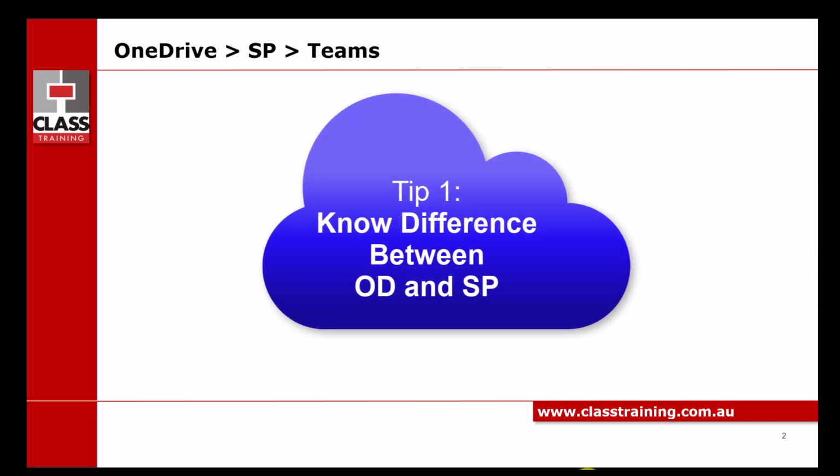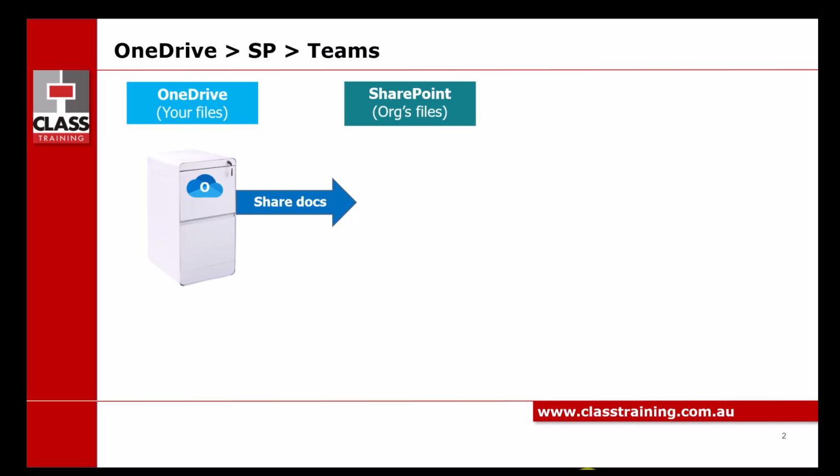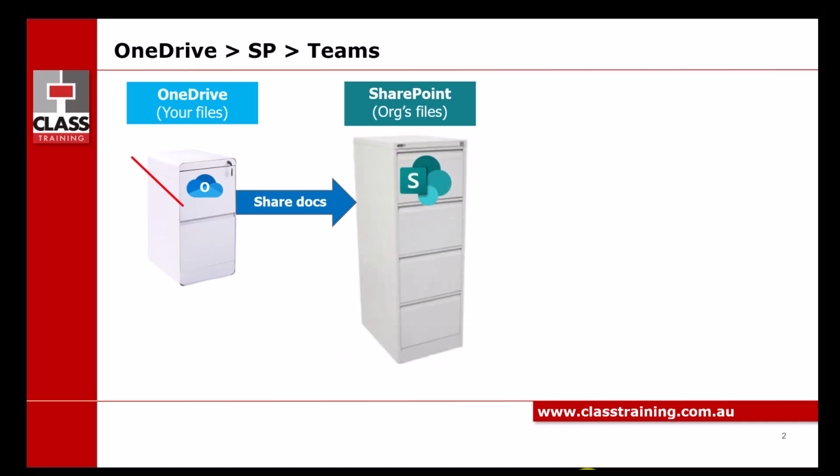Tip number 1, as you might already know, is the main difference between OneDrive and SharePoint. OneDrive is your files, your documents, your filing cabinet. No one else can get to your OneDrive. But when you share documents from your OneDrive, it shows up in the SharePoint space. So SharePoint is your organization's filing cabinet and documents and so on that are shared across the organization. Now, some organizations have disabled OneDrive. They've decided not to use OneDrive and just to use SharePoint for all document management. So you can have your documents in SharePoint, and by changing the permissions and so on, no one else can get to your SharePoint area.